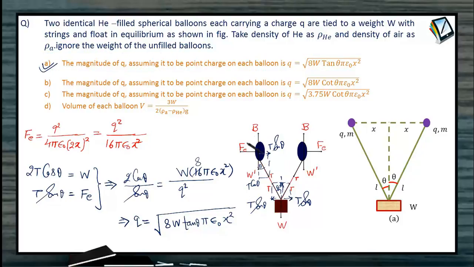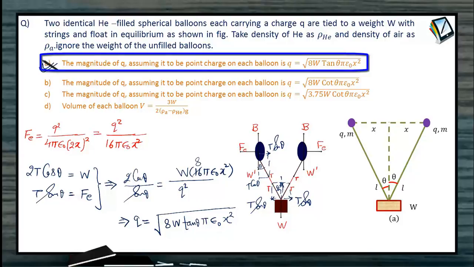If you analyze the vertical equilibrium of either of these two balloons, you can get the volume of the balloon. But in this case, that option is not correct. Only one option is correct, so option A is the right option to this question.